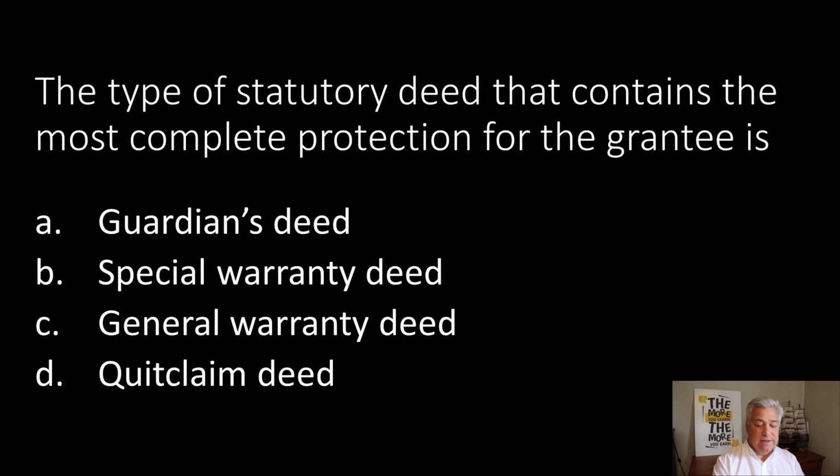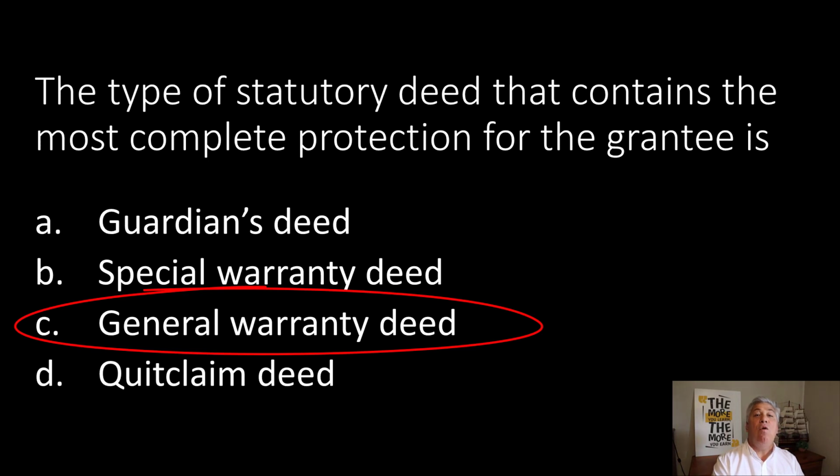Question number 6. The type of statutory deed that contains the most complete protection for the grantee is... I'm thinking we probably all got this one right. C is the answer, a general warranty deed. A general warranty deed contains the most promises that the seller is making to the buyer. If this happens after you buy my house, I'll make that good. General warranty deed.